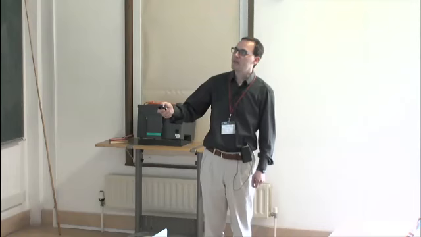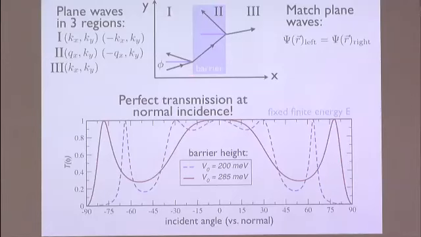There will be a reflected wave as well, so the total wave function in this region will consist of the incoming and the reflected wave. Inside the barrier, there will also be a right-going and left-going wave. They have the same wave number, the same component of the wave vector in the y direction that is parallel to the barrier, simply because there the system is still translationally invariant.